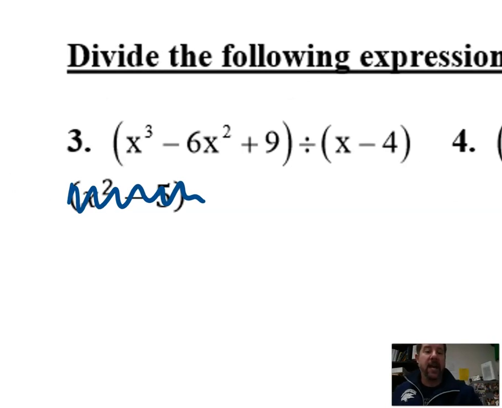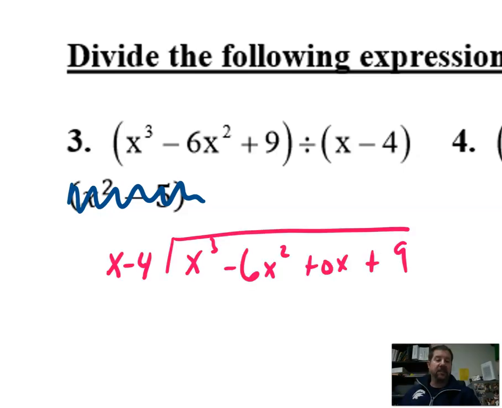All right, we want to divide x cubed minus 6x squared plus 9 by x minus 4. So the first thing we have to do is set it up. Important things about when you set it up: the divisor is the second thing, that goes on the outside. The dividend is on the inside.